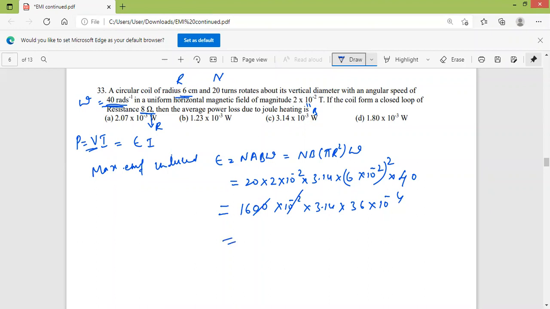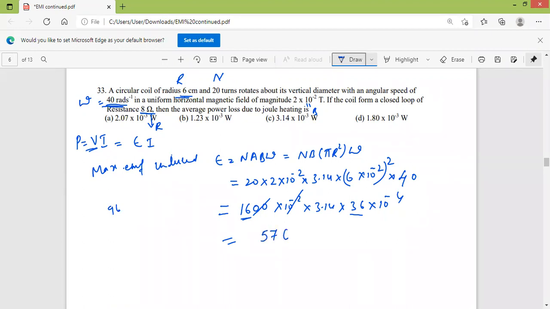Next, this is 36 and this is 16. 16 6s are 96. Now 16 10s are 160, 160, 160, so it's 480. 480 plus 96 is 576.